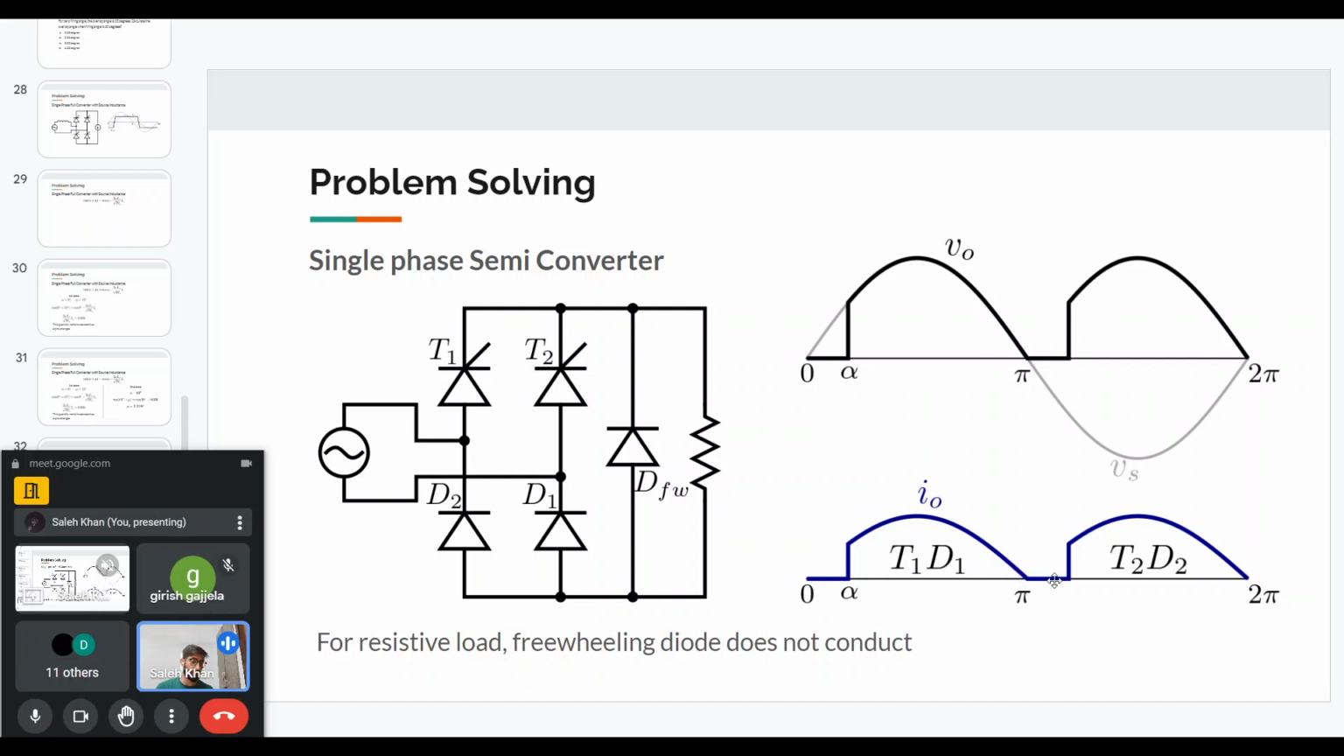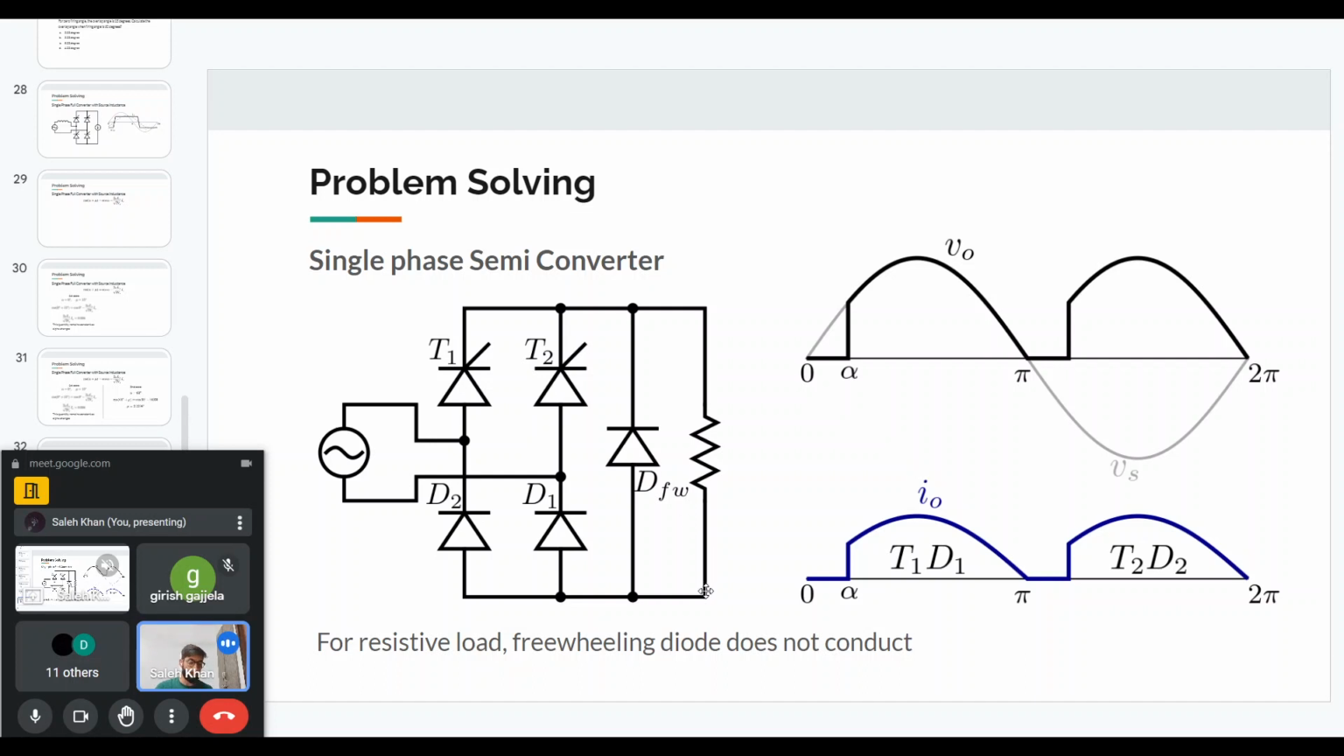So after that, we don't have any current in the load. For the freewheeling diode, there is no current to be freewheeled. So the freewheeling diode with a resistive load will not conduct at all. The freewheeling diode only conducts in case of an inductive load. If you see here, the SCR, T1 or T2, will conduct from alpha to pi, and the other SCR will conduct from pi plus alpha to 2 pi. So in each case, the duration will be pi minus alpha.